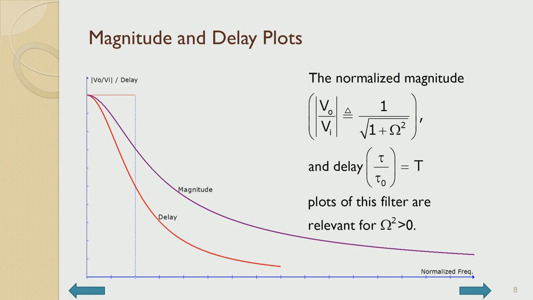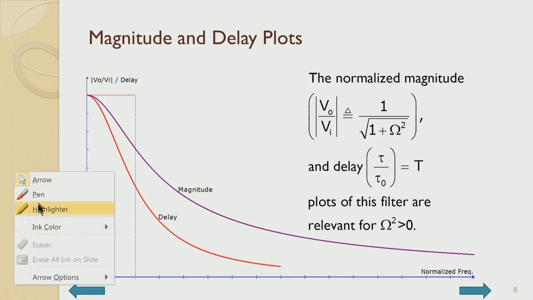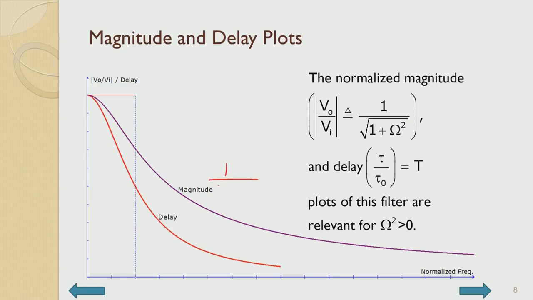These are plotted here. V naught over VI magnitude, 1 by square root of 1 plus omega squared, and delay tau by tau naught equal to T. These are plotted here and they are maximally flat. So this corresponds to magnitude function, which is 1 by square root of 1 plus omega squared, and this corresponds to delay function, which is 1 by 1 plus omega squared.